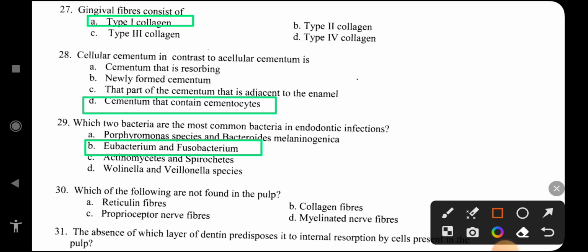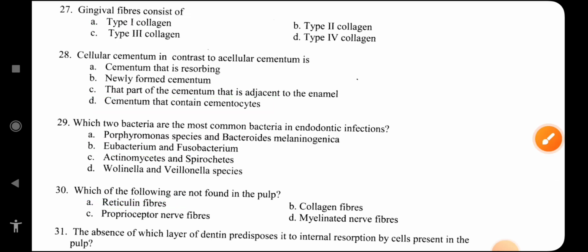Which of the following are not found in the pulp? Options are reticulin fiber, collagen fiber, proprioceptor nerve fibers, or myelinated nerve fiber. And the correct answer is reticulin fibers. Reticulin fibers are not found in the pulp.